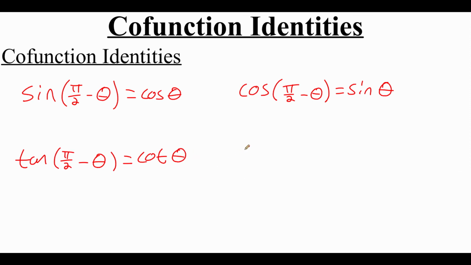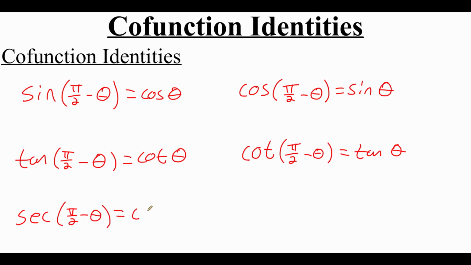We could also reverse that one to say that the cotangent of pi over 2 minus theta is going to equal the tangent of theta. And then if we took the secant of pi over 2 minus theta, that's going to equal the cosecant of theta. And again, we can reverse this one around to get the cosecant of pi over 2 minus theta equals the secant of theta. So each function, like the sine, has a cofunction, which we call the cosine. Tangent has a cofunction, which we call the cotangent, and secant has a cofunction, which we call the cosecant. And again, those relationships can also be reversed.